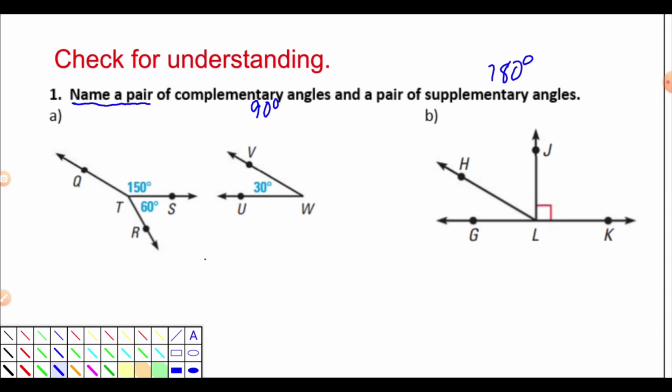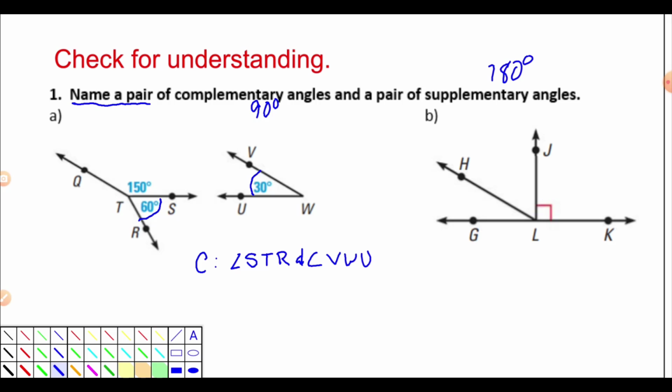So let's do this first problem. For this first one, I'm going to go C for complementary. Now complementary means that we're going to have to add up to 90. So I see right here that this angle and this angle here add up to 90 degrees. So I'm just going to say angle STR and angle VWU. So nice little review of naming our angles.